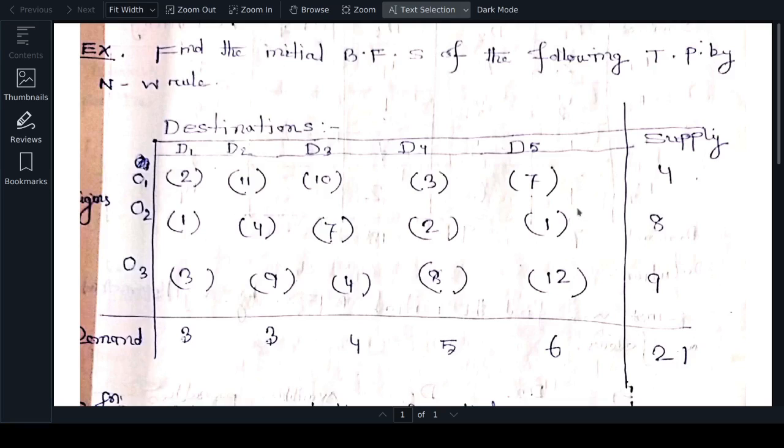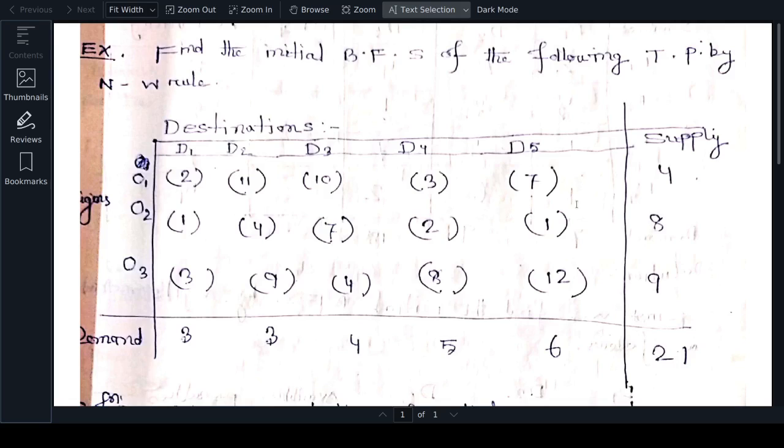You see here, demand is 3 plus 3 plus 4 plus 5 plus 6, which is 21. And supply is 4 plus 8 plus 9, which is also 21. Yes. So, is this clear? Okay, so this is the balanced transportation problem.